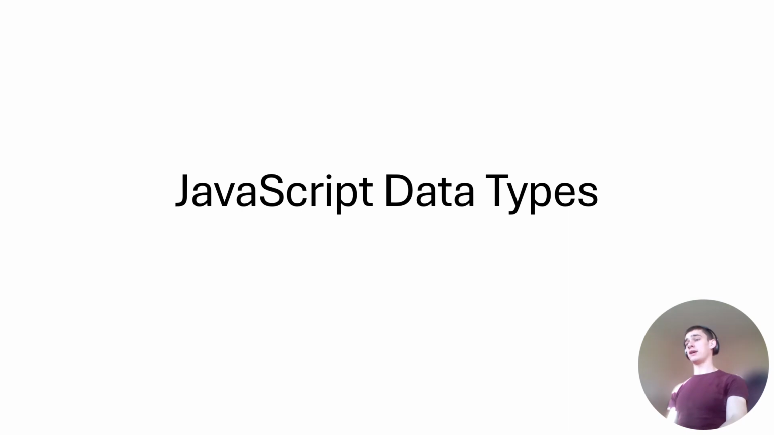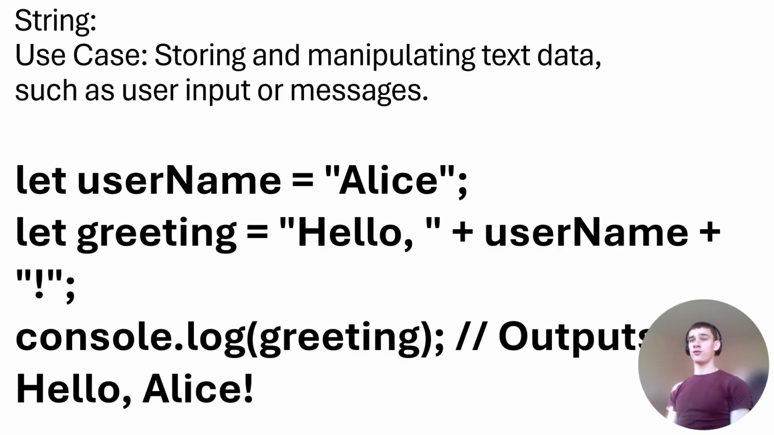Today we're going to be going over JavaScript data types. So strings. Use case: storing and manipulating text data such as user input or messages. So we've got username is Alice. If we let greeting be hello plus username, it's going to say hello Alice.